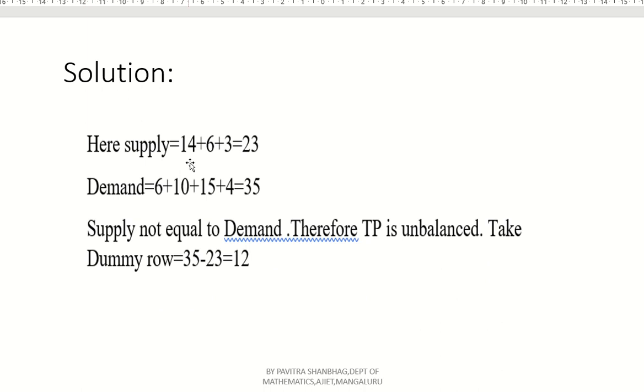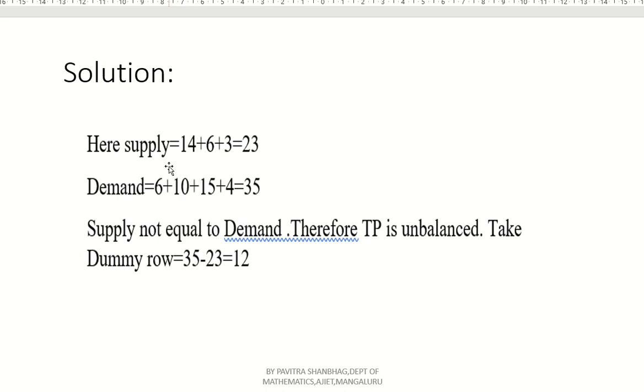Now here supply is 23 and demand is 35. So clearly supply is not equal to demand. Therefore the transportation problem is unbalanced. So what we have to do? We have to take a dummy row, for which we assume the highest value minus the lowest value, that is 35 minus 23 equal to 12, as the supply. Because supply is very low, we assign this 12 to the supply to make demand and supply equal.